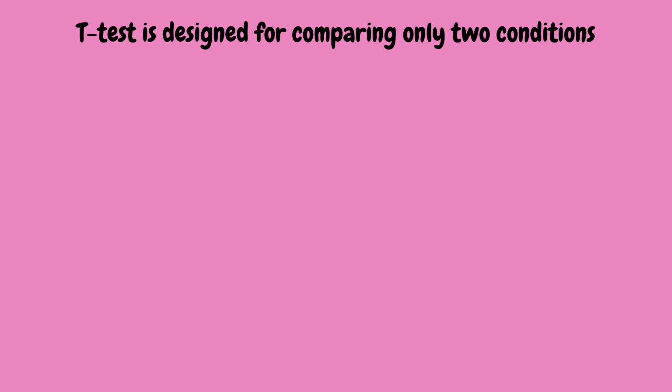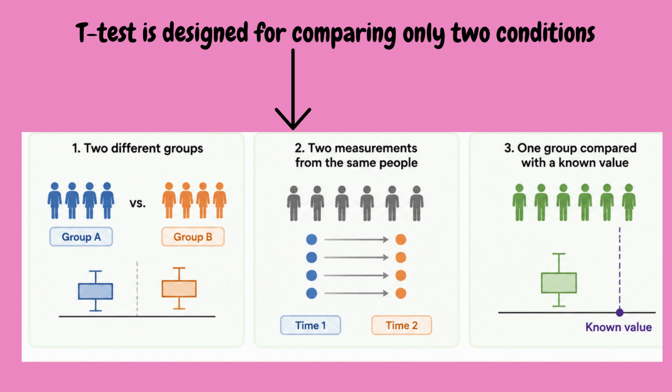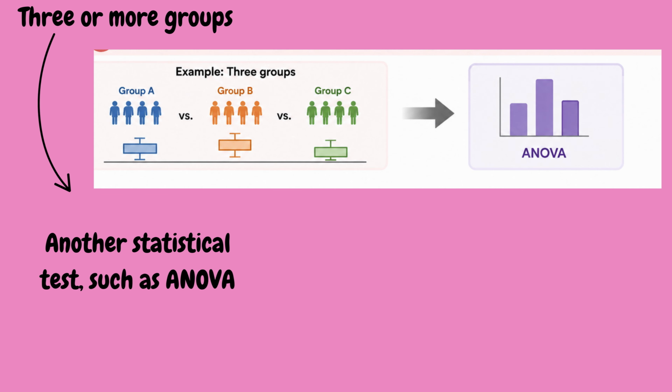Another important point is that a t-test is designed for comparing only two conditions. These conditions might be two different groups, two measurements taken from the same people, or one group compared with a known value. If your study includes 3 or more groups, you would normally choose another statistical test, such as ANOVA.